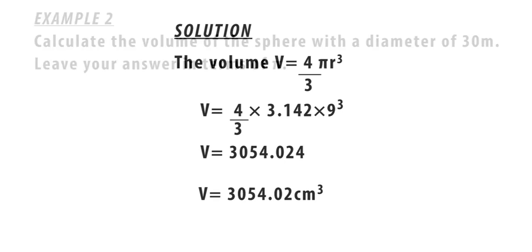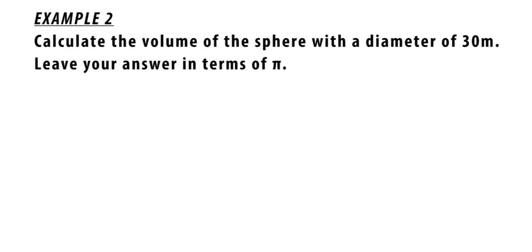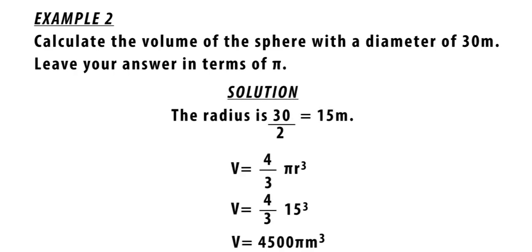Let's take another example to see how easy it is to calculate the volume of a sphere. We are to calculate the volume of a sphere with diameter 30 meters, and we are to leave our answer in terms of pi, meaning we have not been given the value of pi, so the final answer will be in terms of pi. Now let's look at the solution.